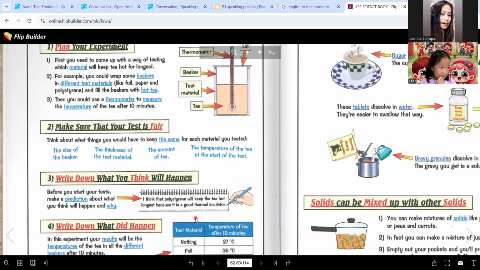Next one is the amount of tea. If you use half of the beaker, if the tea is about half of the beaker in the foil, you need to use half tea in the beaker too, as well as in the paper or in the other material. You need to be fair in your experiment, okay?